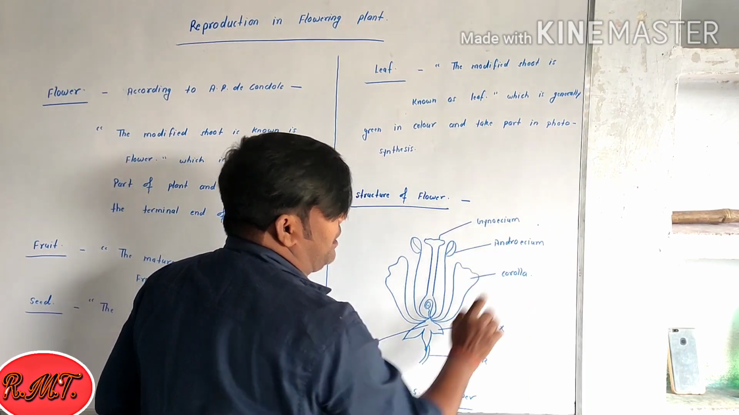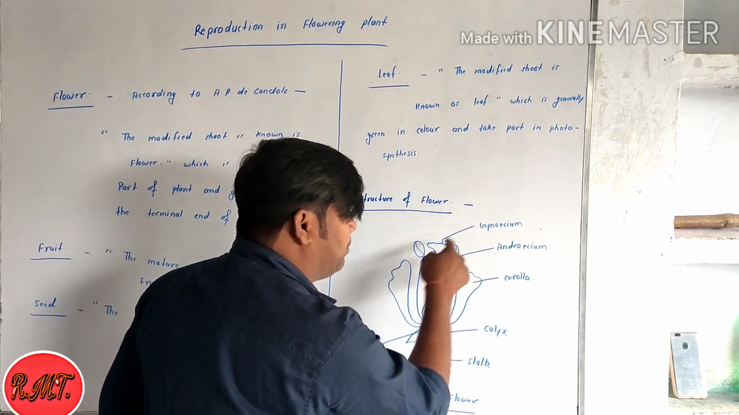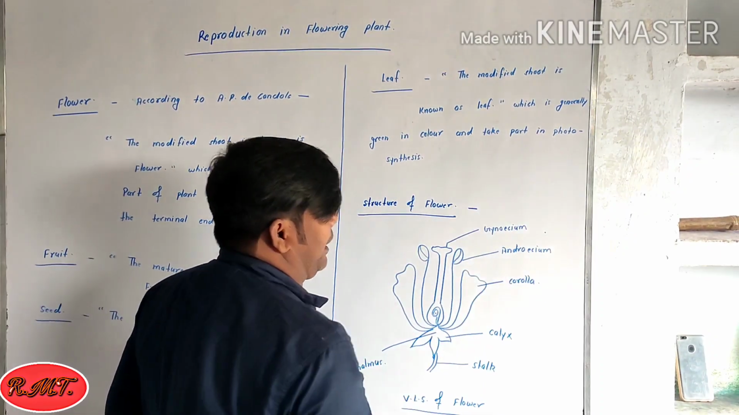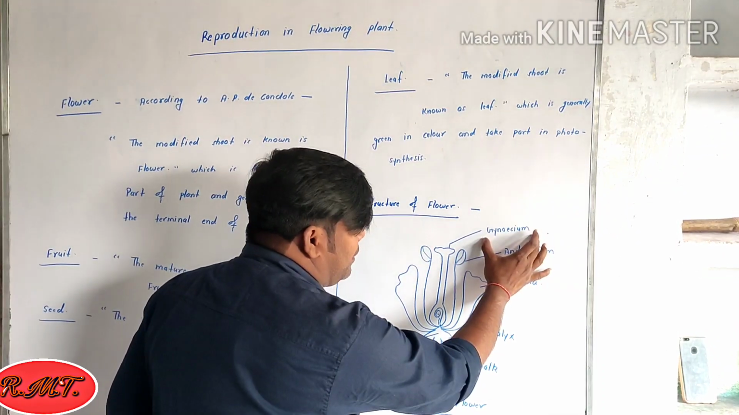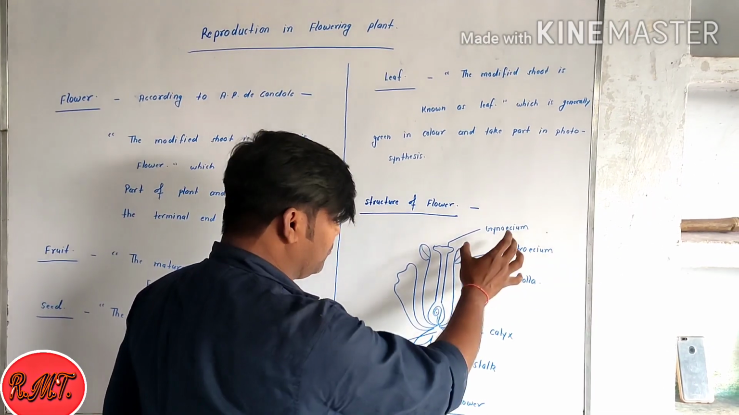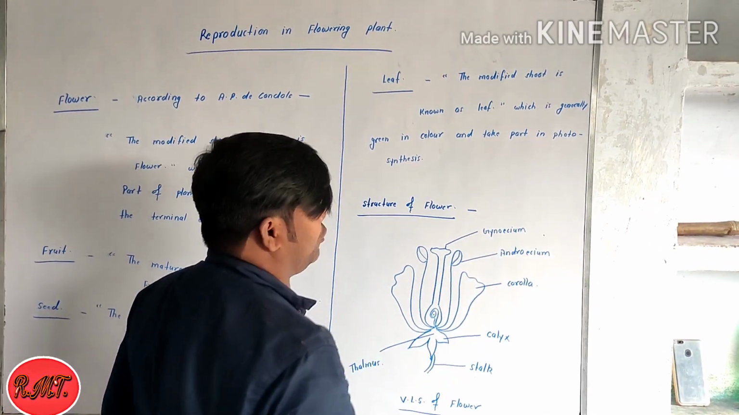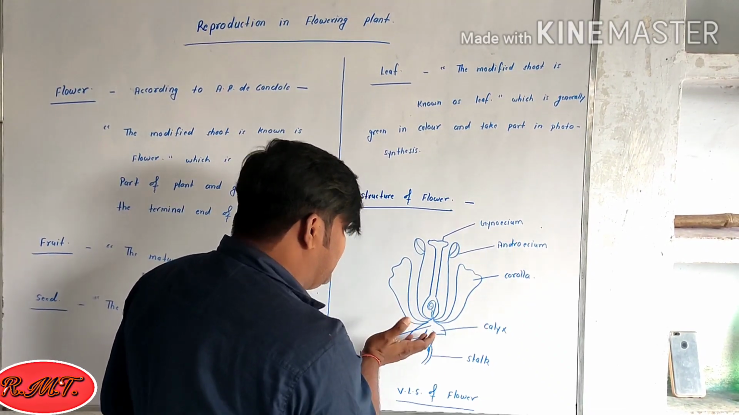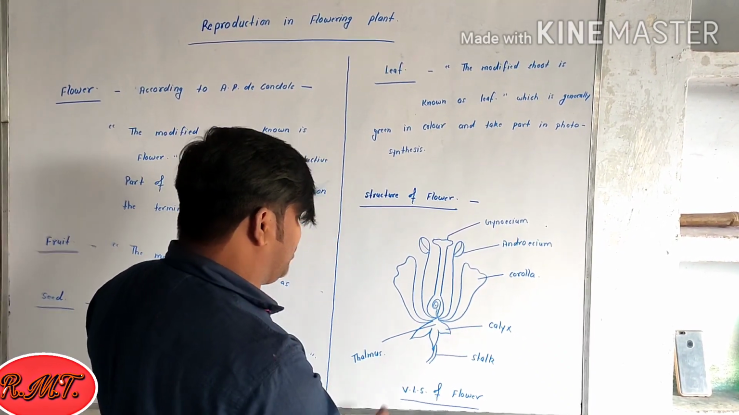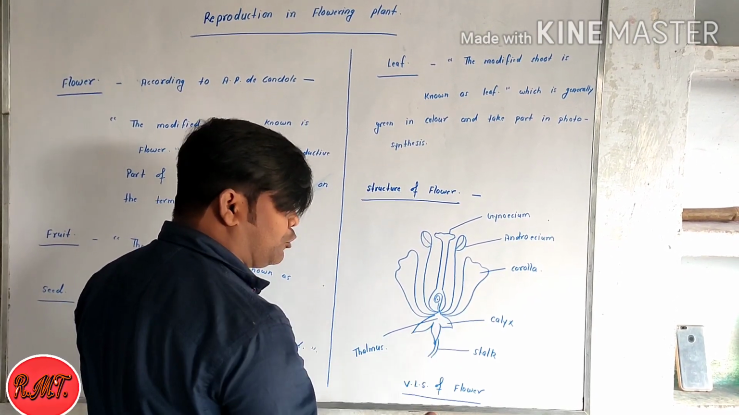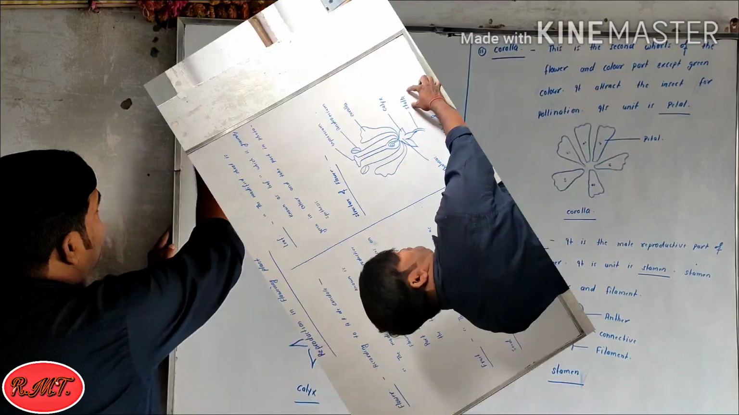Now the third part is androecium. Androecium is the male reproductive part of the flower and its unit is known as stamen. Now gynoecium. Gynoecium is the female reproductive part of the flower and its unit is known as pistil. And the whole floral parts are arranged on a disc-like structure which is known as thalamus, and thalamus is attached to the main branch with the help of a stalk.